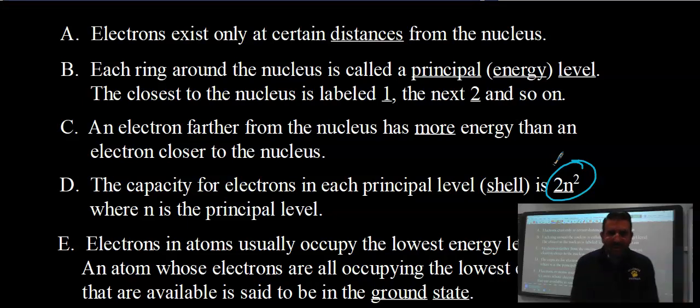Something else very important, electrons in atoms usually occupy the lowest energy level available. When an atom has all of its electrons in the lowest energy level that is available, it is said to be in the ground state. Just like you, when you wake up in the morning, you're at the lowest energy state possible, you are in the ground state, and hopefully you don't stay that way throughout the day.